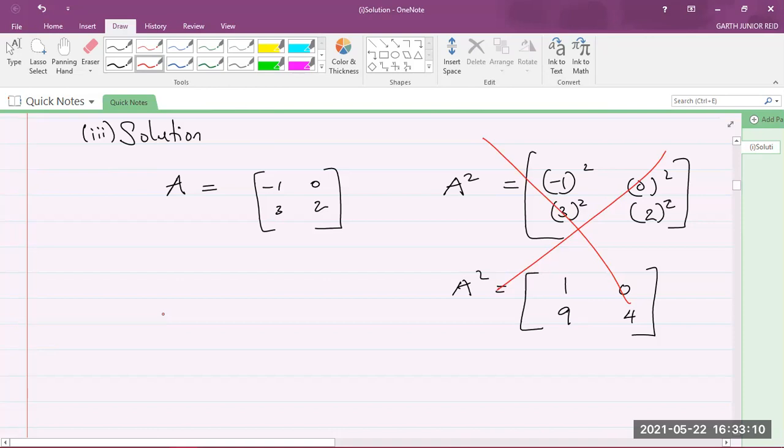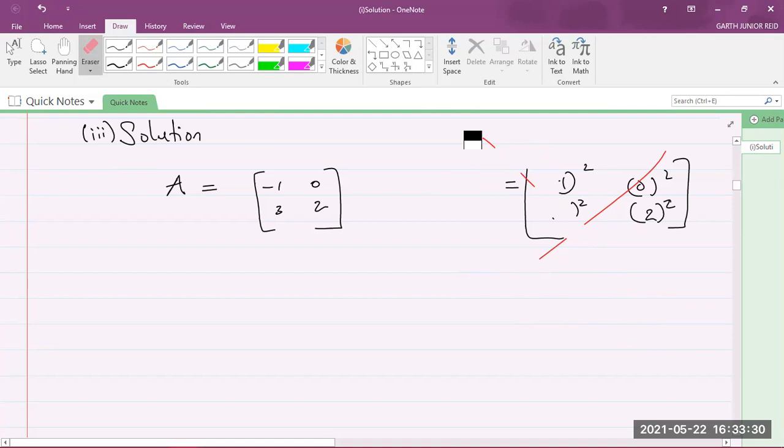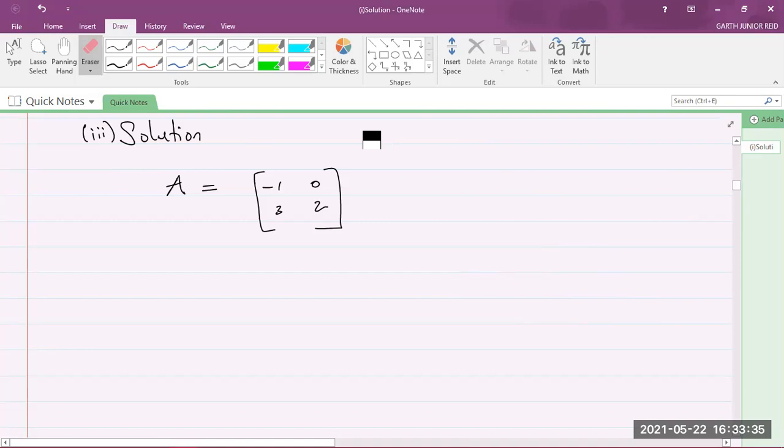I participated in a CSEC mathematics workshop recently, and the students told me that this matrix here would be the answer, but it is incorrect. Okay? So do not square each element inside of the matrix. All right? That is a no-no. What you should know is that A squared, the matrix A squared, means we're multiplying A by itself. All right, so A times A.